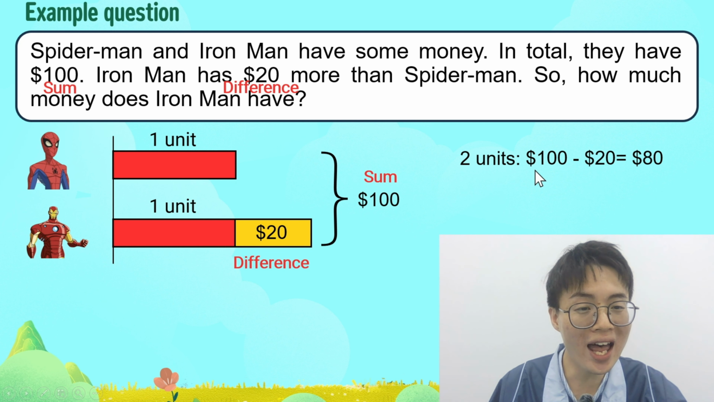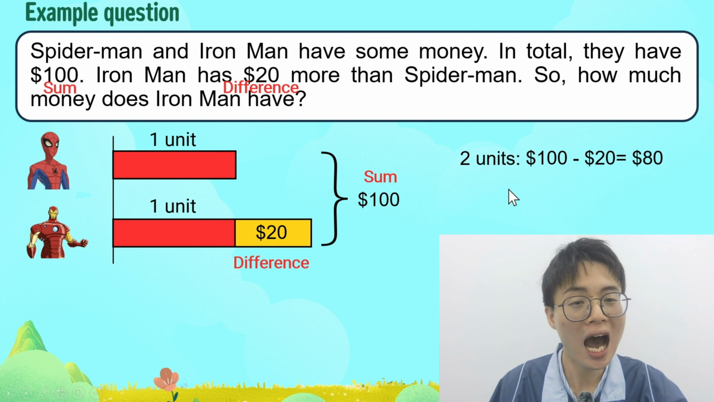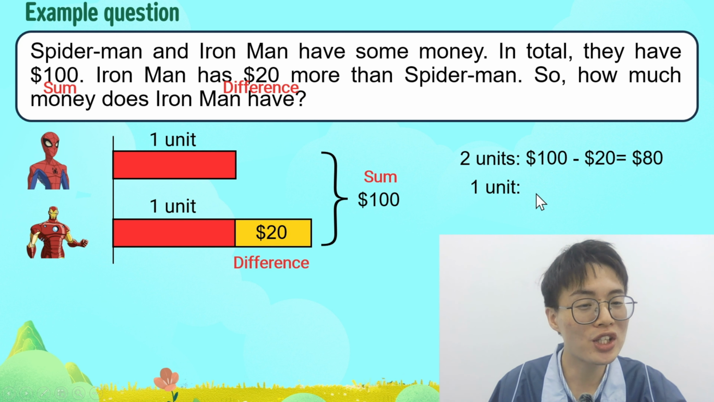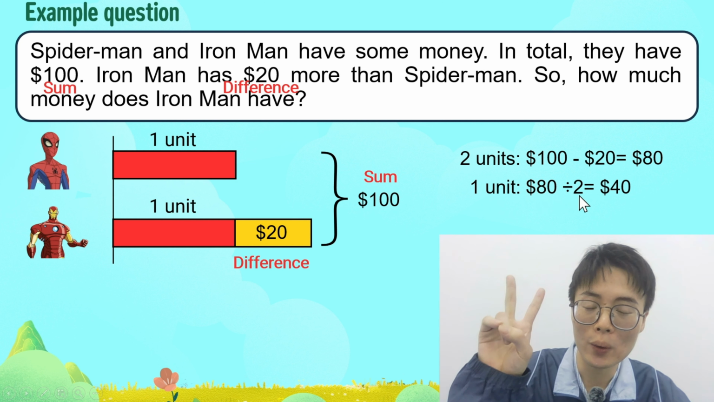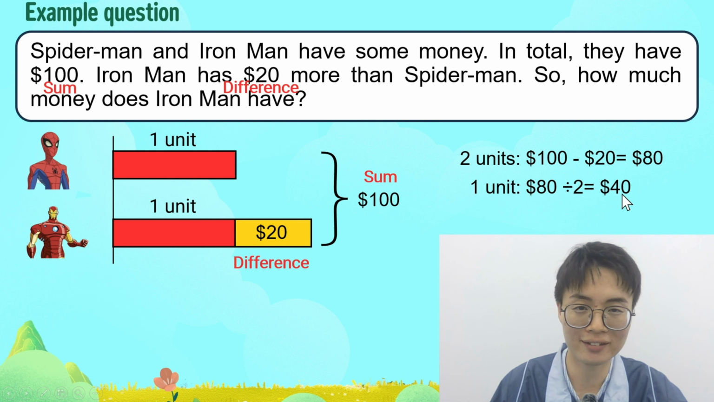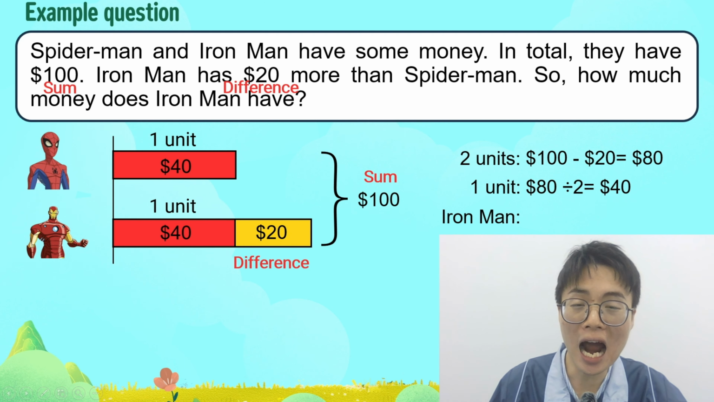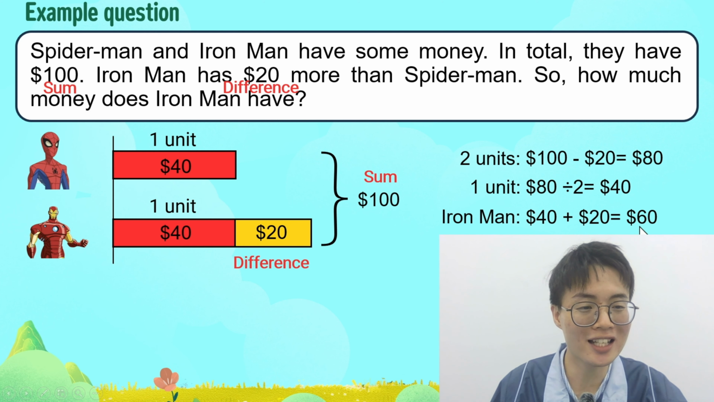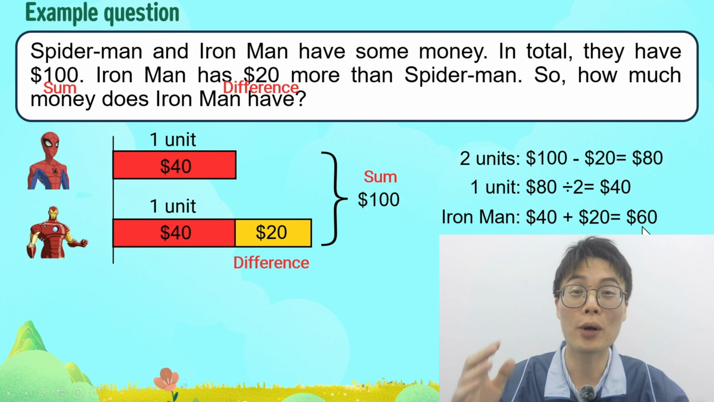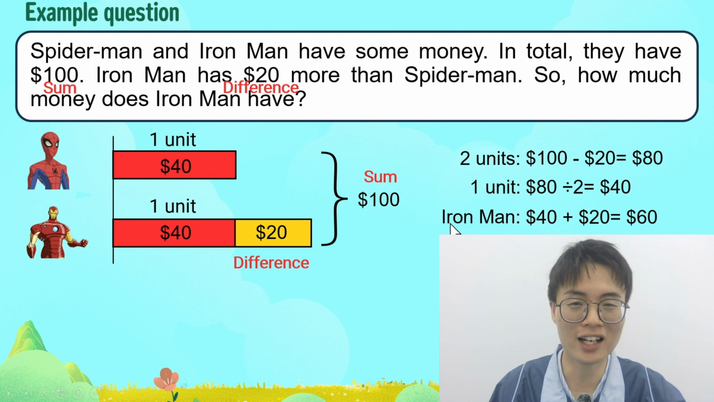Now tell me how to calculate the sum of 2 units. We should use $100 minus $20, then we can get $80. So how to get 1 unit? We should use $80 divided by 2, then we can get $40 per person. And finally, how to get the Iron Man's money? We should use $40 plus $20, then we can get $60. Problem solved!